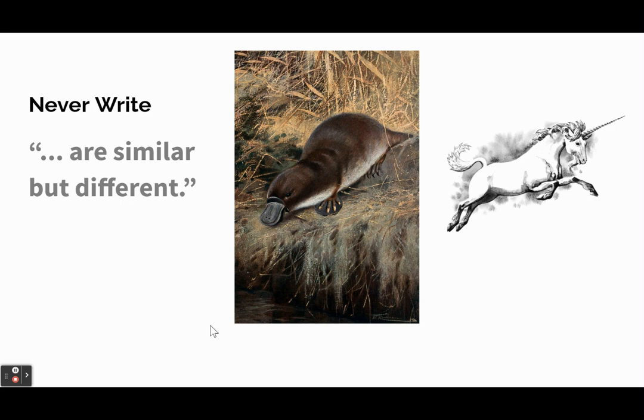If I can make that phrase work with platypuses and unicorns, I can probably make it work with refrigerators and aardvarks. I can probably make it work with houses and volcanoes. I can probably make it work with any number of things. Don't write that sentence. I'm begging of you, don't write that sentence.